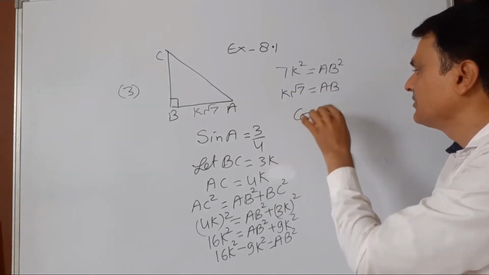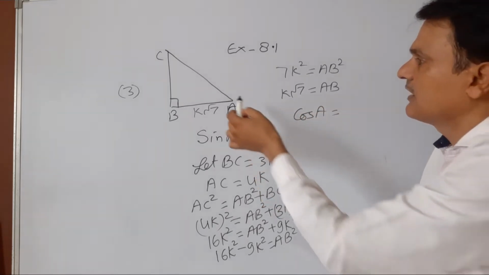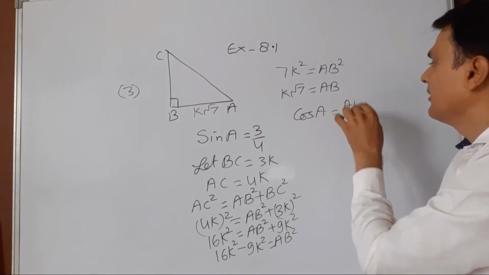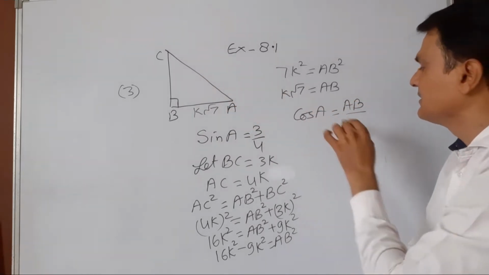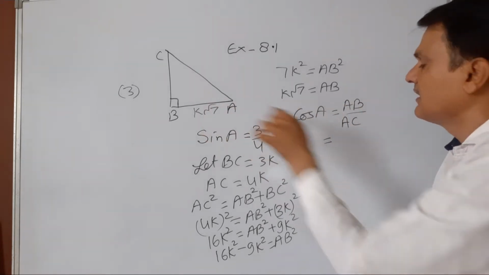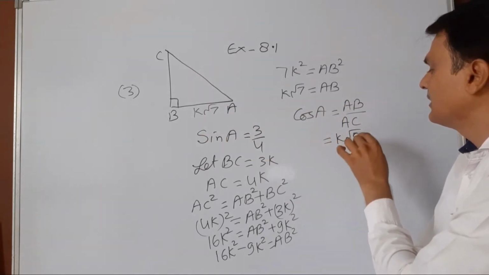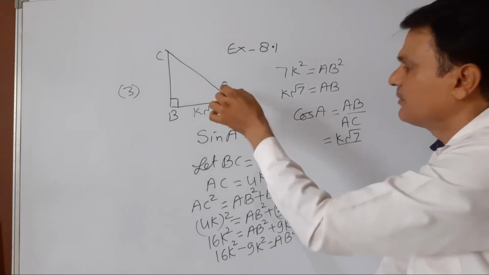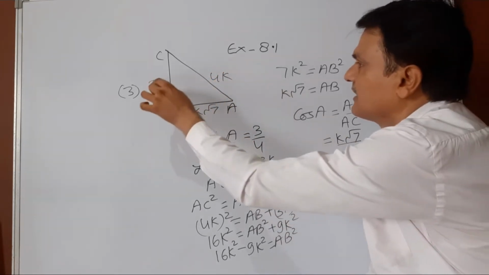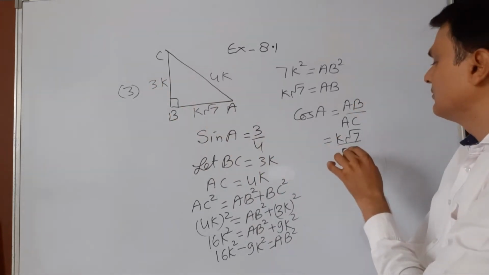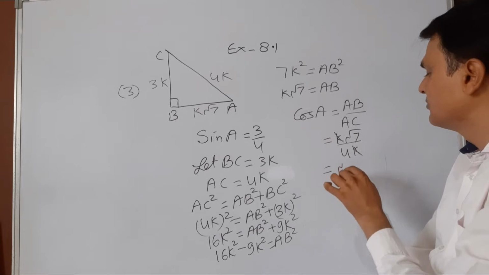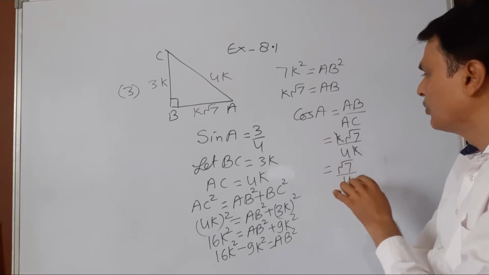So cos A equals the side adjacent to angle A, that is AB, upon the hypotenuse AC. The value of AB is K root 7 upon AC, which is given as 4K. Now K cancels out, we get root 7 upon 4.